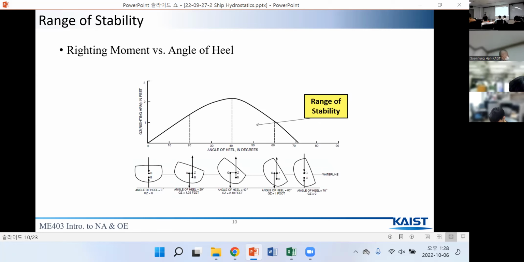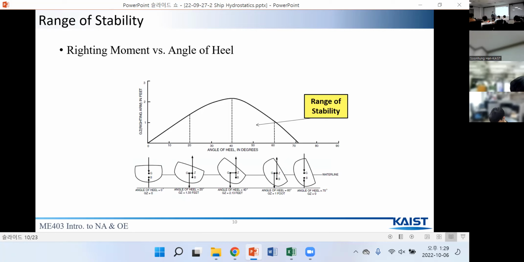Now, see that this is the main result of the calculation of stability. This is GZ, the righting arm, for the upright moment. GZ is here. GZ is zero at the start, and at a heeling angle of about 40 degrees there is the maximum GZ, the righting moment for this ship.